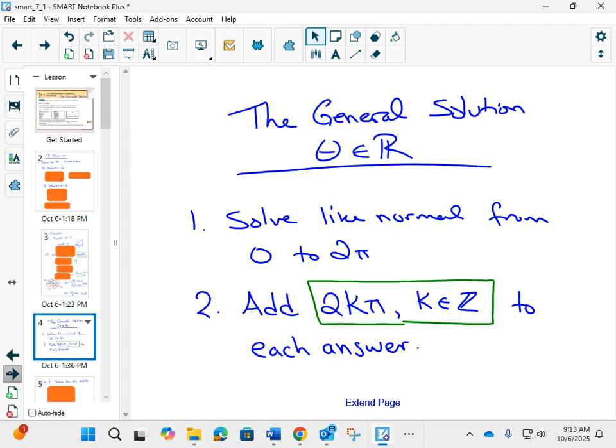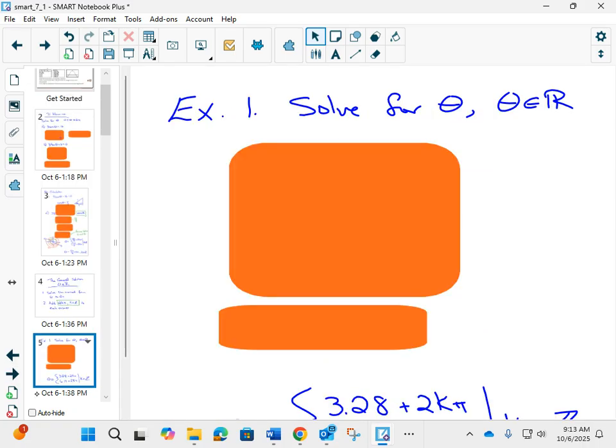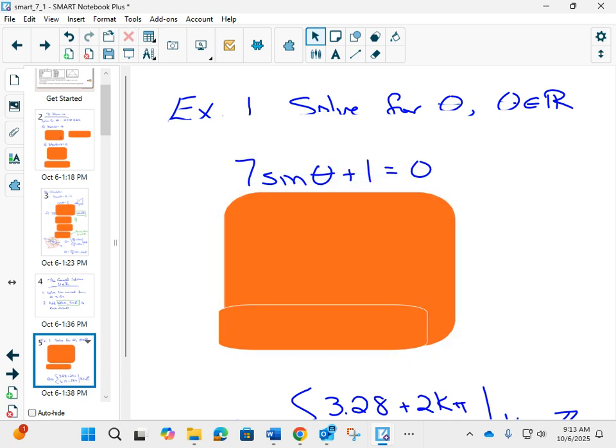So the actual question number 1 that's down below, you can put an X through it because we're going to do this question instead. We're going to solve for theta, where theta is a real number, and our question is 7 sine theta plus 1 equals 0.